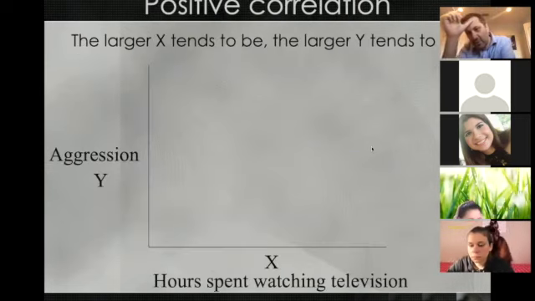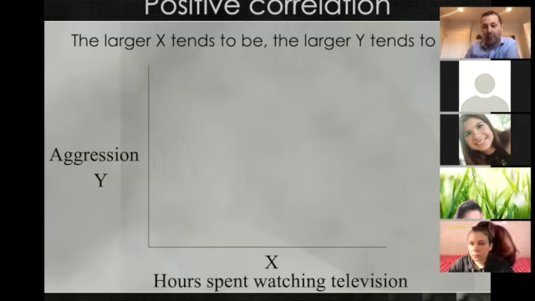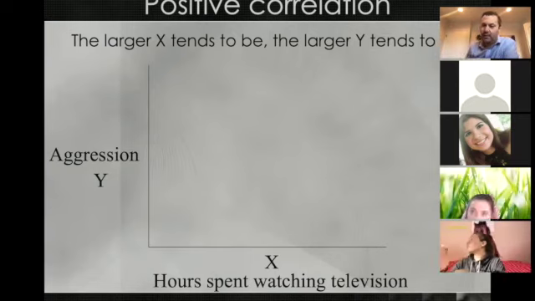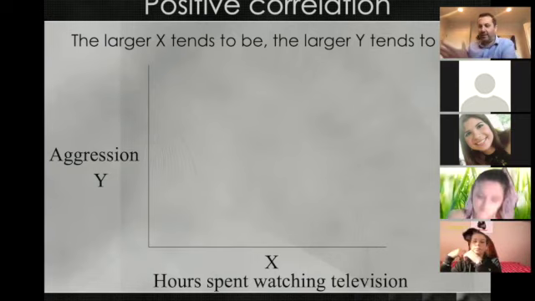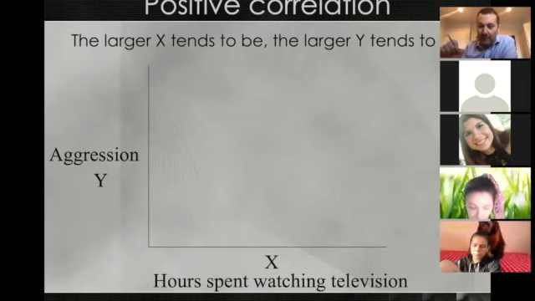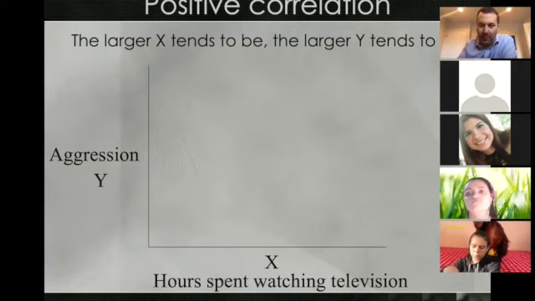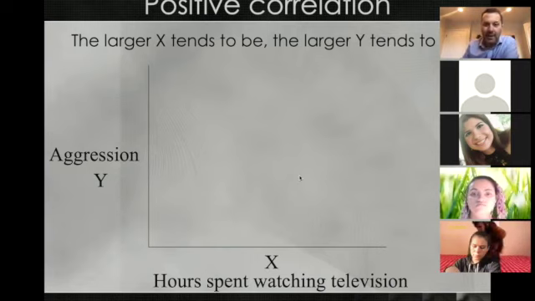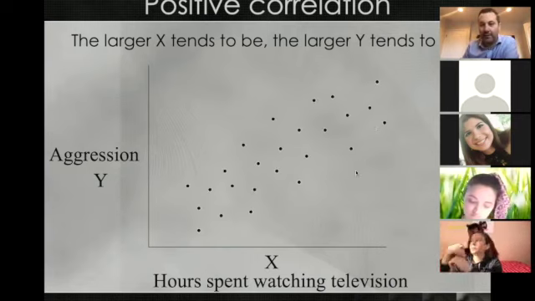Okay, so let's say we're measuring two variables here. Let's say we're looking at the relationship between the number of hours someone spends watching television and how aggressive they are. We want to see if there's a relationship between those two things. So let's say that I go out and I get my sample, say my sample is 40 people or so. And for each of those 40 people, I have some measure of how many hours they spend watching television and how aggressive they are. And I can plot those 40 people on this graph. So each one of these black dots represents one person.